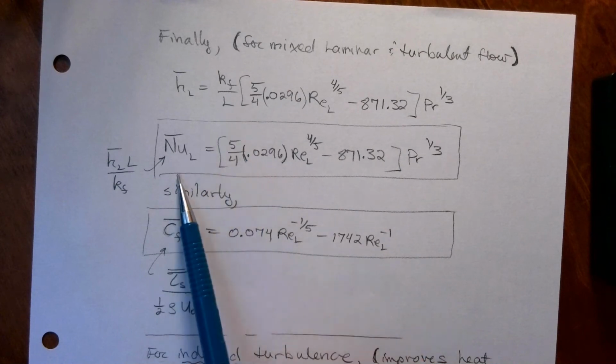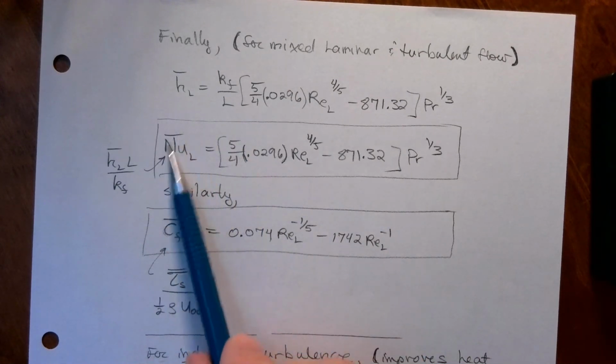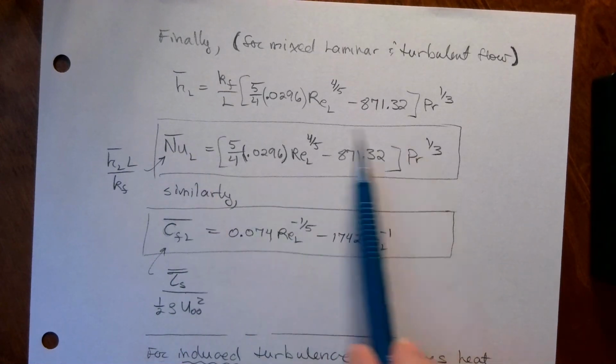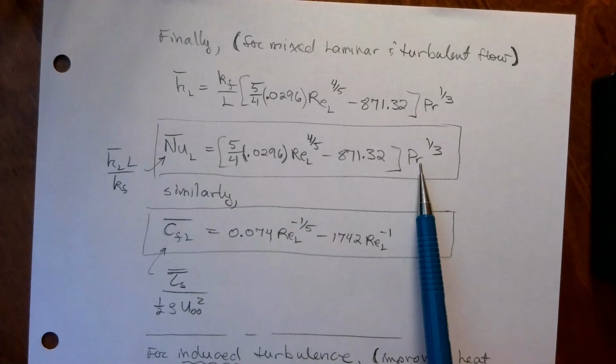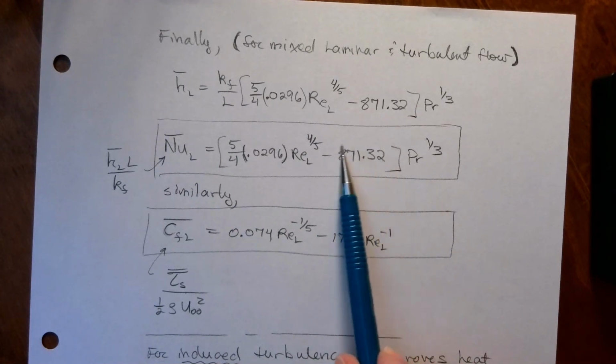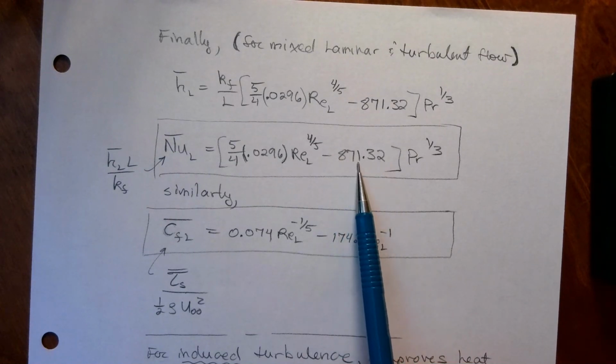Let's take the k_f and the L to the other side. That gives us the definition of the Nusselt number, right? The average Nusselt number. And the correlation looks like this. So this is what's found in your textbook for mixed flow. And this term is what is accounting for the laminar region.